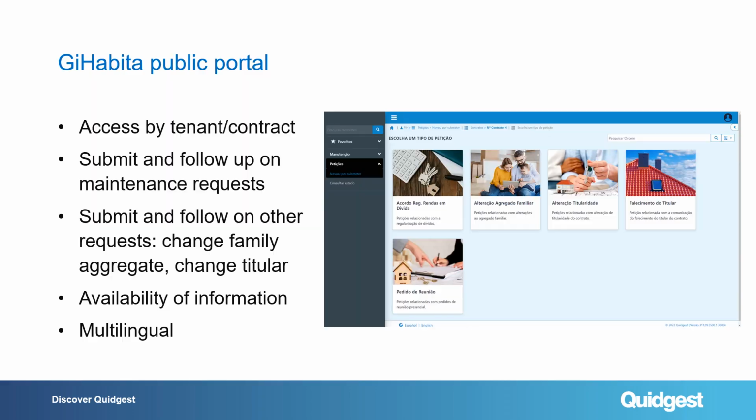Let's look at the public interface of this solution. The public interface allows access by the tenant or the contract person to submit and follow up maintenance requests that are needed, and follow up on changes, be it the family aggregate or the ownership of the rent. Any contract details can be requested using this public interface. It also has the option to be multiple language.